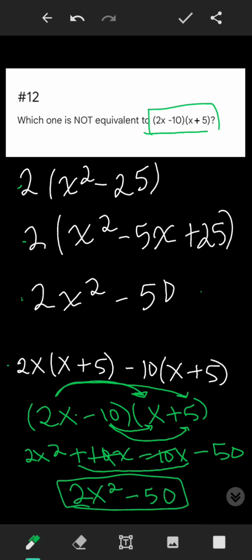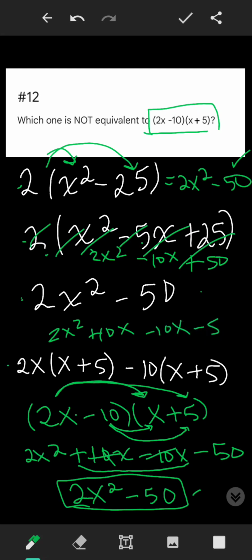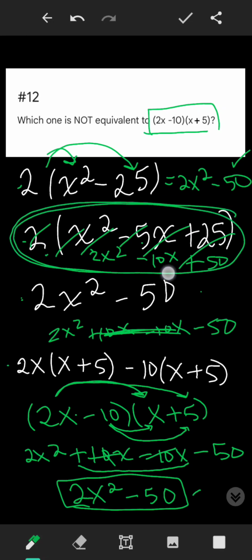So now let's look at our answer choices and see which one doesn't work. 2 times x squared is going to give me 2x squared, and then 2 times a negative 25 will give me a negative 50. That one checks out. Here I have 2 times x squared, which is 2x squared. 2 times negative 5 is negative 10, and then 2 times 25, that's a positive 50. So that is not going to work. 2x squared minus 50, that works. And here we have 2x times x, which is 2x squared. 2x times 5, which is a positive 10x, minus 10x, minus 50. And this will simplify down to the same thing. So we have found out that this middle one is not going to work, and that's the one that you would select.